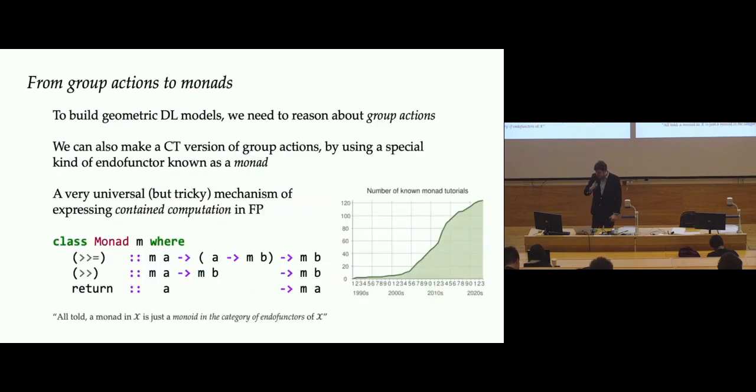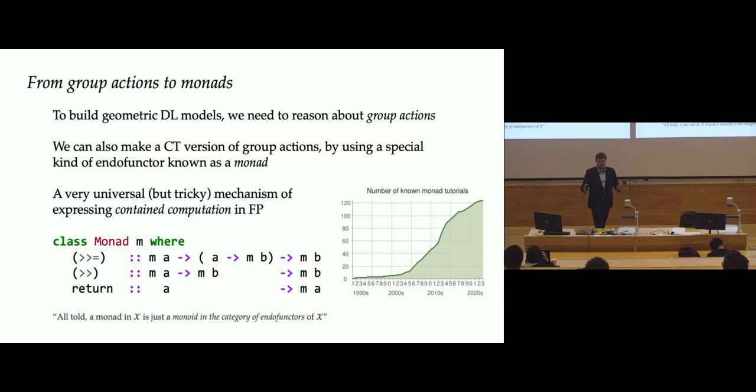Now, in order to be able to talk about geometric deep learning models, we need to be able to talk about group actions. If you remember, through the concept of group action, we rediscovered equivariance constraints, and all of the stuff we did in subsequent lectures was really just an extension of that one rule. So group actions are a critical thing for us to reason about. And we can also make a category theoretical version of a group action by using a special kind of endofunctor known as a monad.